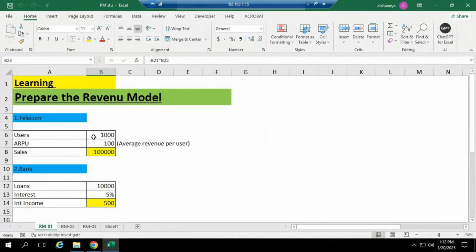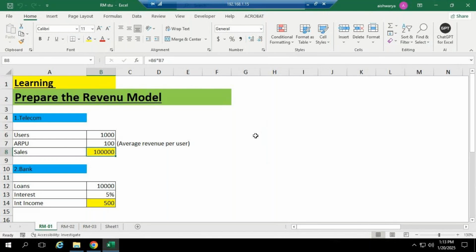So this is about the preparation of the revenue model. The total number of users is 1000, and the average revenue per user is 100. So the sales is the total number of users into average revenue per user, that means 1000 into 100, which will appear as 1 lakh. So the total sales is 1 lakh here.